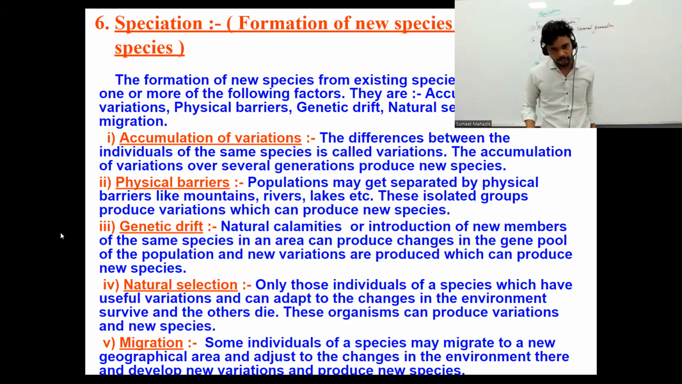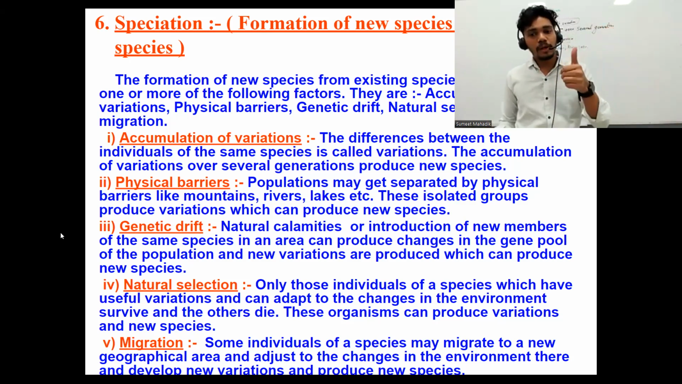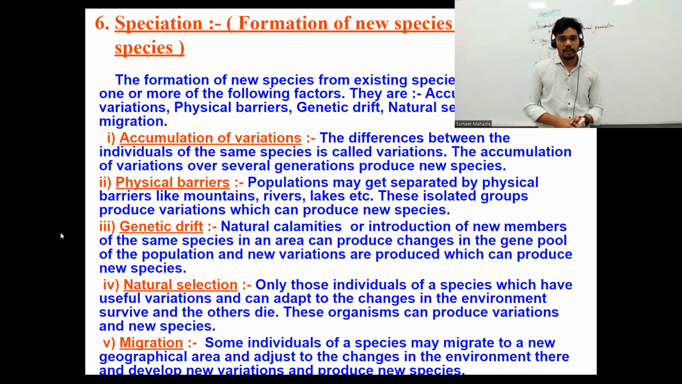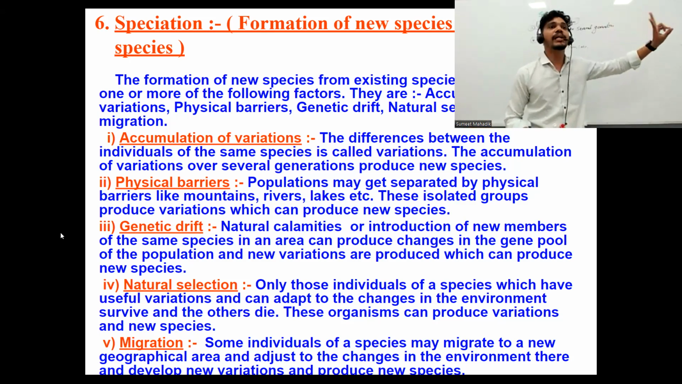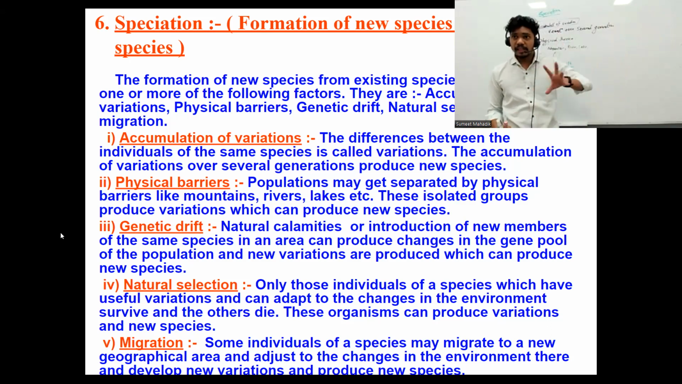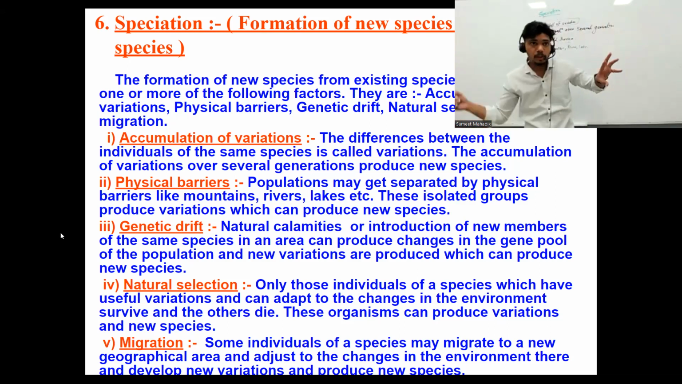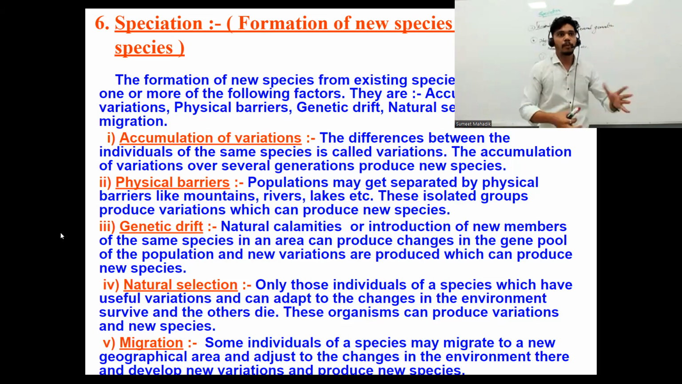What I'm trying to say is, okay, natural calamities or introduction of new members of the same species. Natural calamities, suppose I give the example. This was a mountain earlier. What happens if natural calamities occur and the mountains are not there? So this will be communicable right now. So there is a genetic drift. Suddenly new genes are available. I mean, information is available, right?